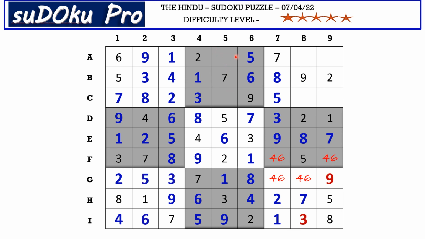In A row there are only 3 empty cells and the missing numbers are 3, 4 and 8. You have 3 here which blocks these 2 cells, and that means 3 goes in one of these 2 cells. You have a 3 here, so 3 goes in A9, and now the missing numbers are 4 and 8. There is an 8 here, so A8 takes 4 and A5 takes 8.